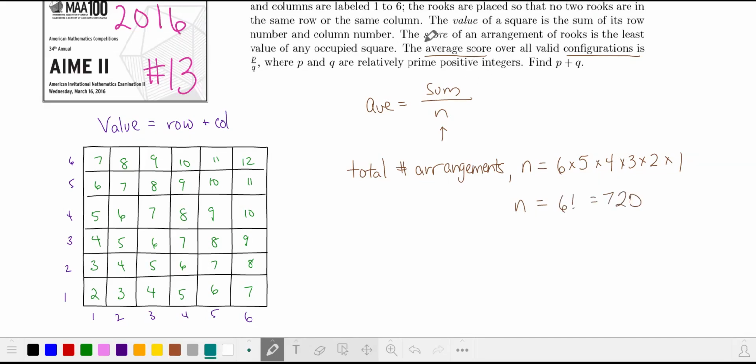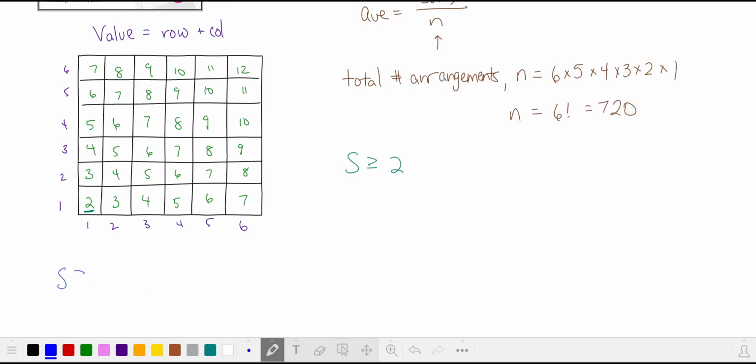For any arrangement, the score is the value of the rook with the smallest value. That means our score is going to be greater than or equal to 2, the smallest value square on our board. Let's consider how many arrangements there are if the score is instead greater than or equal to 3. This means we have no rooks in our lower left square at 1, 1. Placing our rooks column by column, starting with column number 1, we have 5 choices for where we can put a rook in the first column.